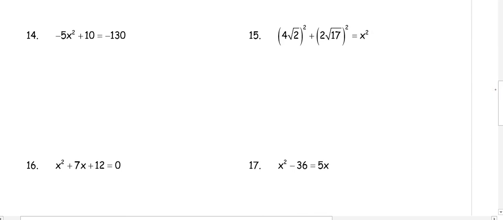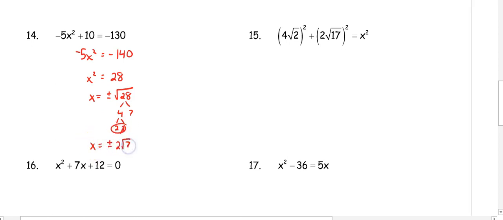Number 14, in order to solve for x, the first thing we're going to do is subtract 10 from both sides. So negative 5x squared equals negative 140. We're going to divide by negative 5, so we get x squared equals 28. So we have x equals plus or minus the square root of 28. 28 breaks down to 4 and 7. 4 breaks to 2 and 2. So we'd have x equals plus or minus 2 root 7.